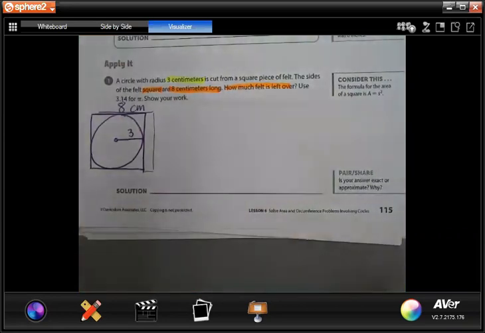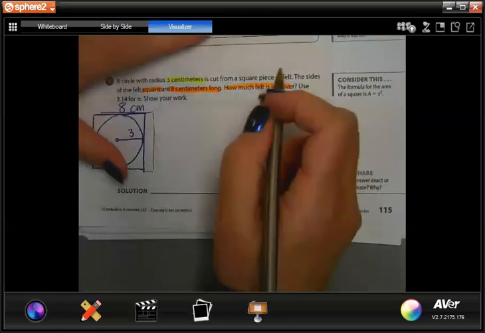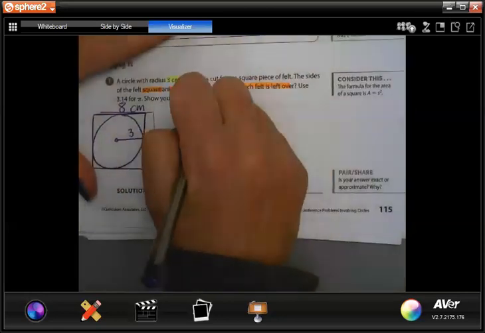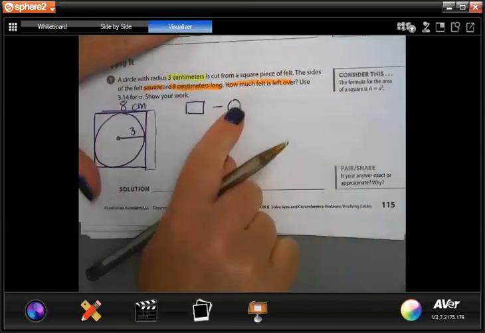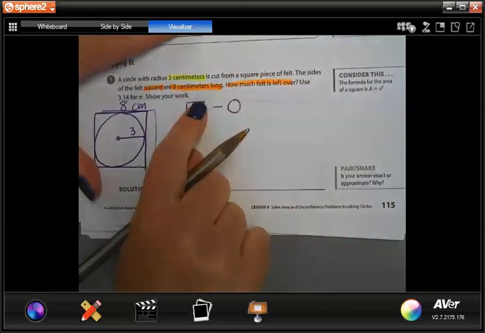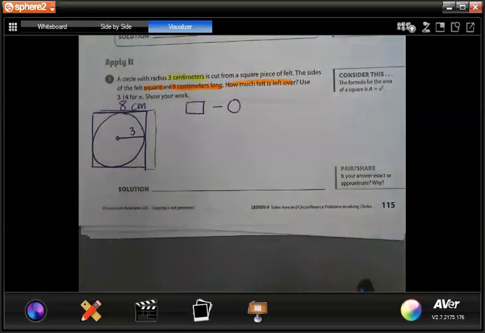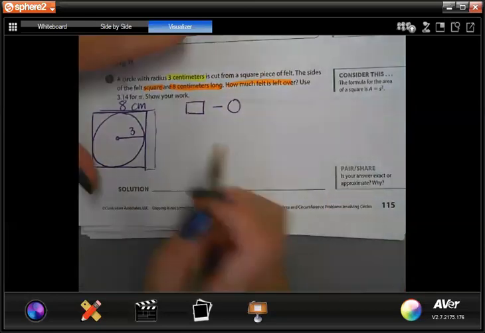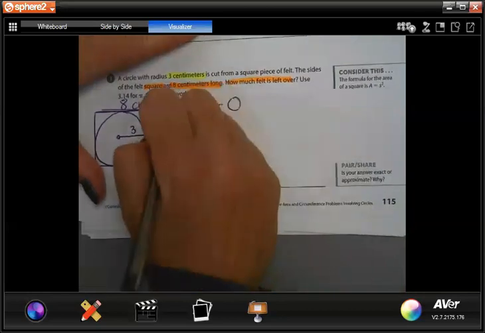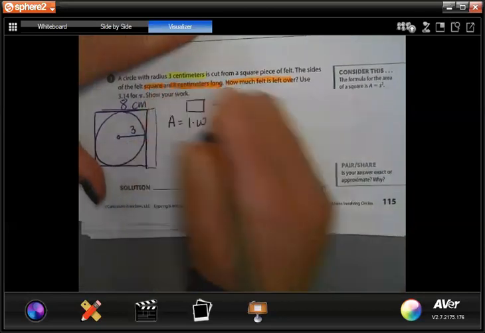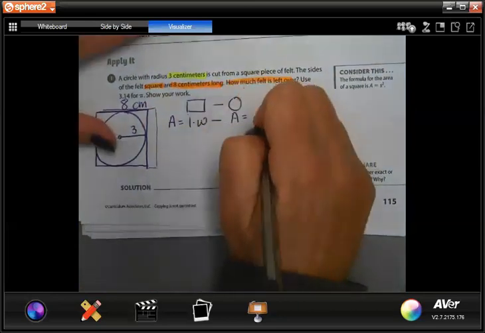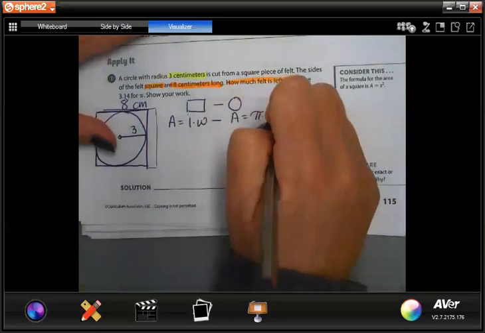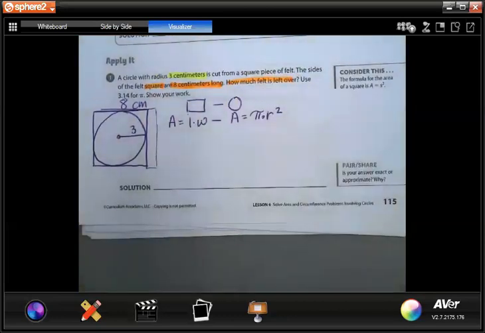In order to figure out how much is left over, we're going to take the square minus the circle. If we take the area of the circle out of the square, that's going to tell us how much felt's left over. So here we go. We know the area of a square is length times width. We know that the area of a circle is pi times radius squared. So now all we're going to do is plug this in and solve it.